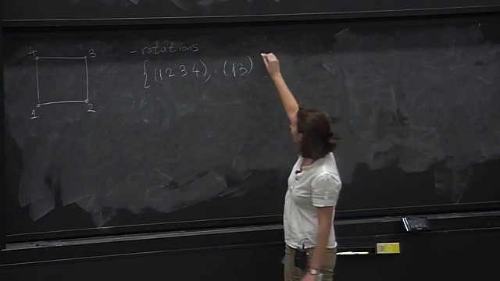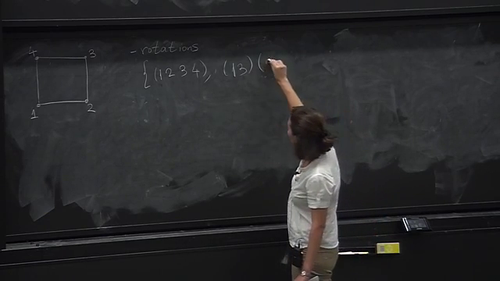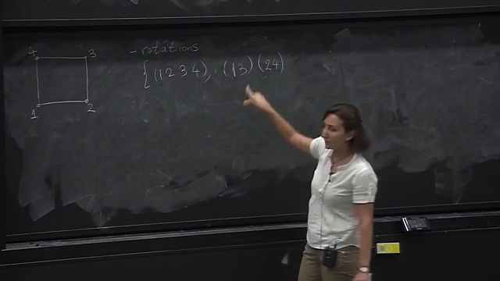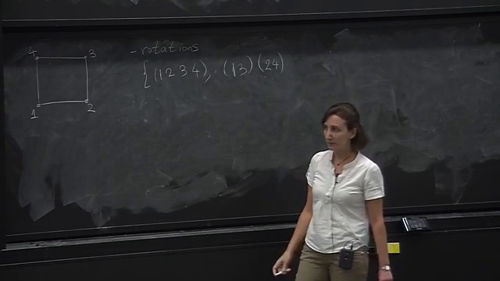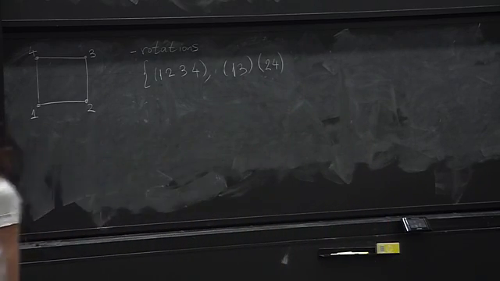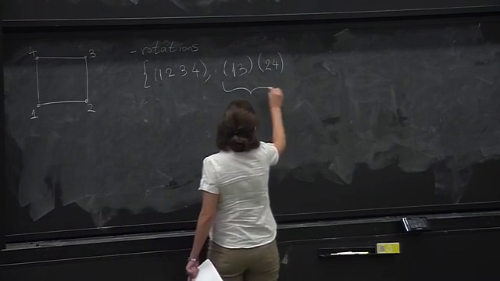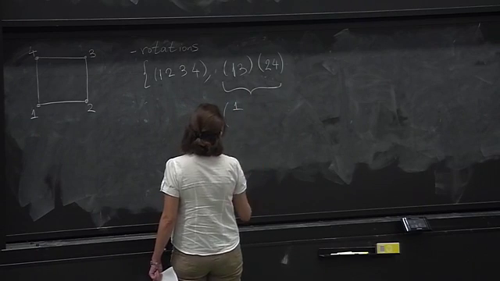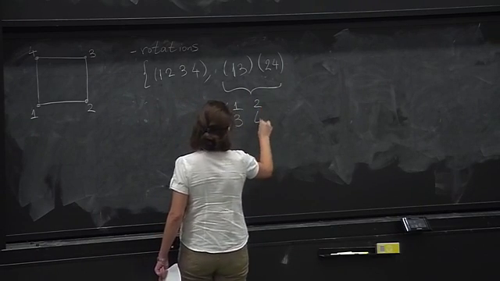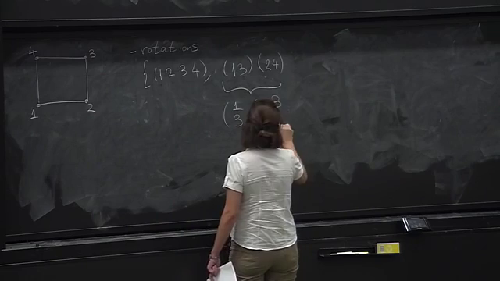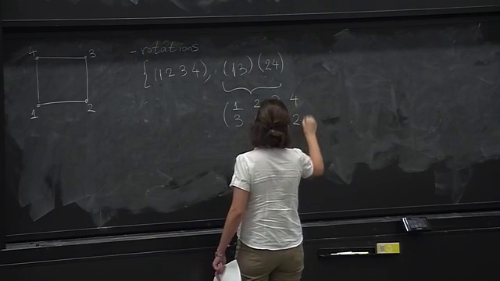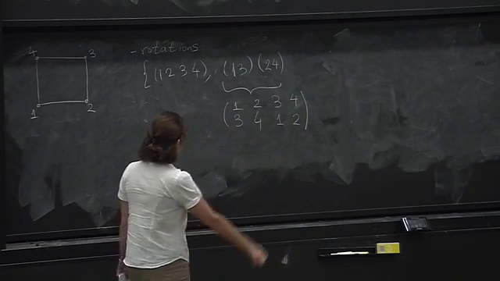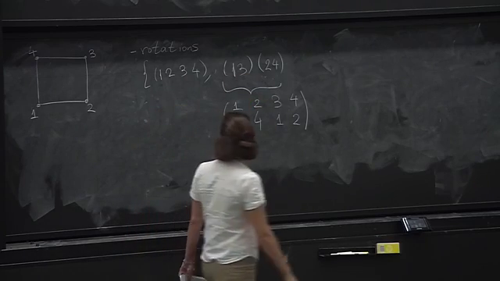Okay? And I can open a new cycle because 2 will go to 4 and 4 will go to 2. In this notation, this rotation would be written 1 goes to 3, 2 goes to 4, 3 goes to 1, and 4 goes to 2. But obviously, this is a much more compact notation.